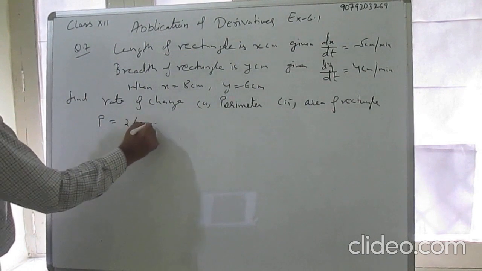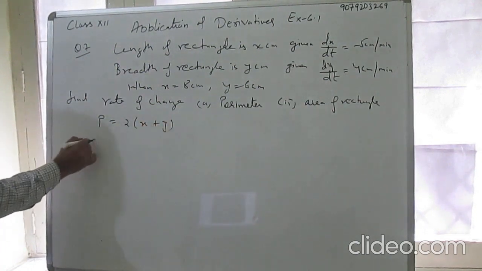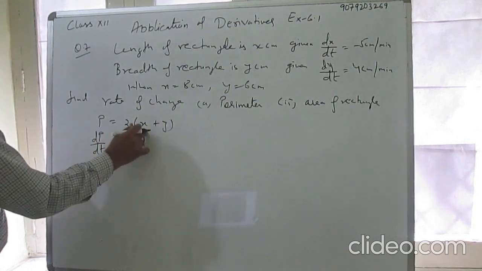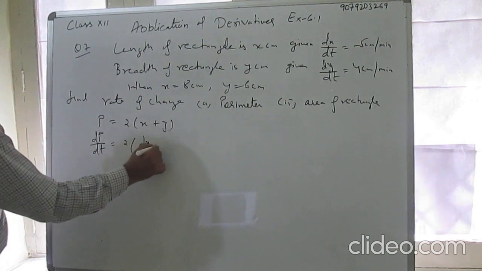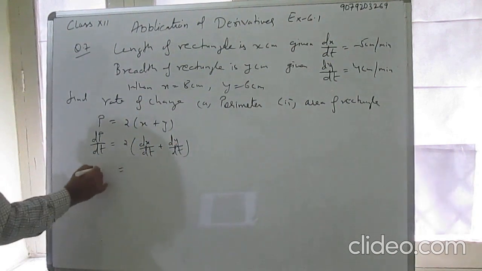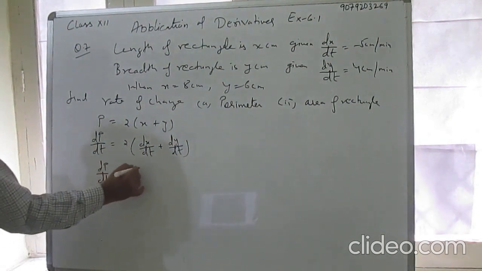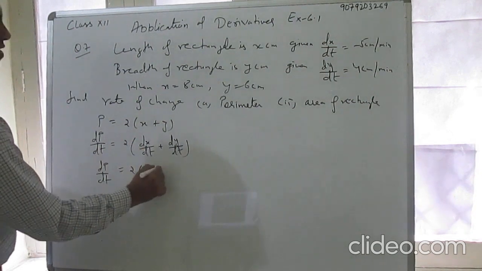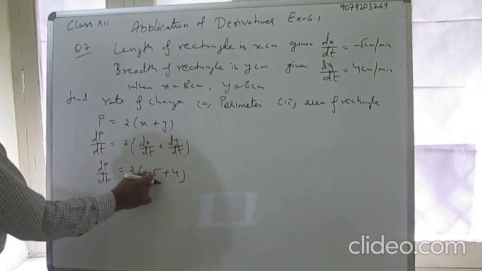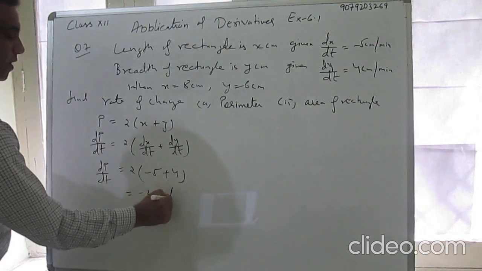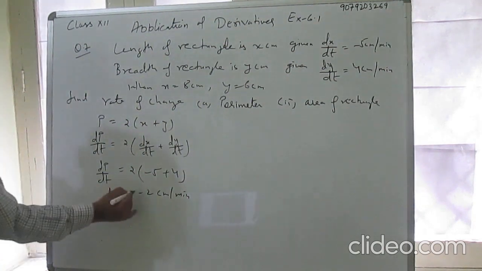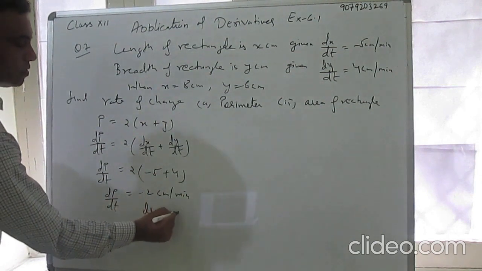2 length plus breadth. So dP/dt is equal to 2x dx/dt plus y dy/dt with respect to t. Putting the values, dP/dt is 2 times (dx/dt is minus 5, plus dy/dt is plus 4). Here you see that minus 1 into 2 is minus 2 centimeter per minute. So dP/dt, the minus sign indicates that it is decreasing.